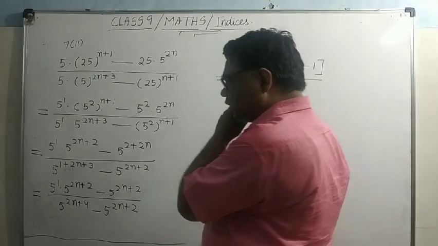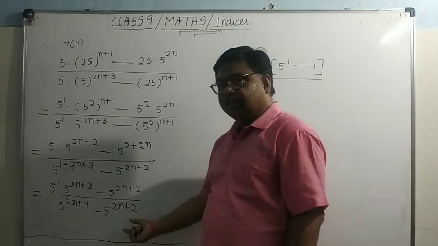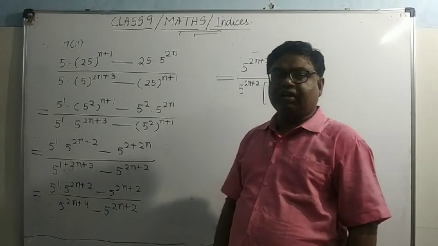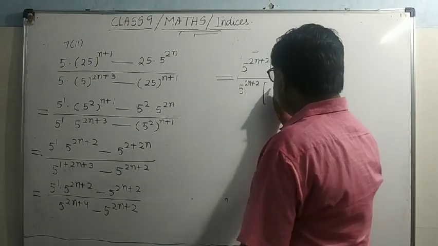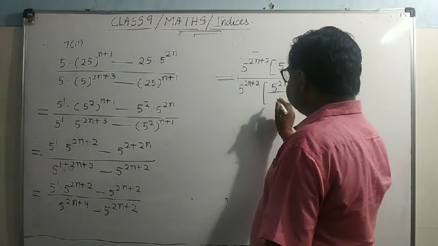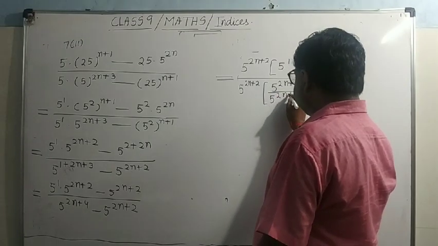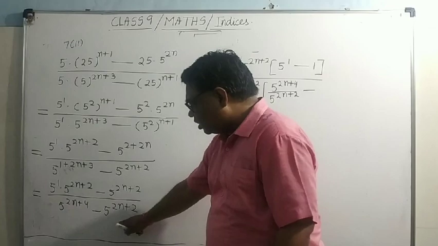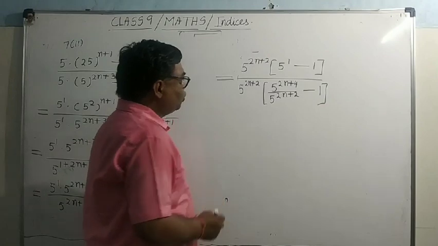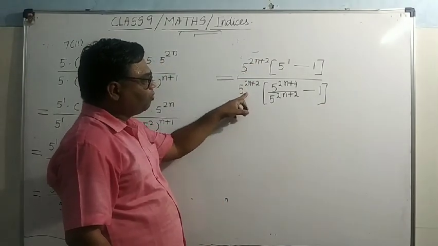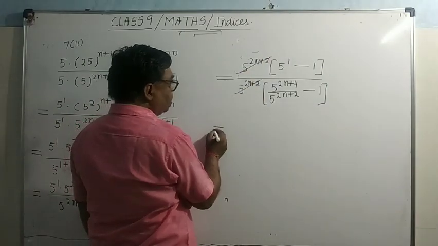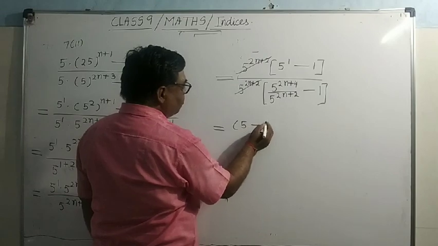So what is the rule? The term which is taken common, we can divide everything inside the bracket by that term. So here we will divide 5 to the power 2n plus 4 by this term which we have taken common. And when you divide this by this, what will be left? 1. Now simplify. So you can see here 5 to the power 2n plus 2, 5 to the power 2n plus 2, that will be cancelled. It's clear? That will be cancelled. What is left? 5 minus 1.